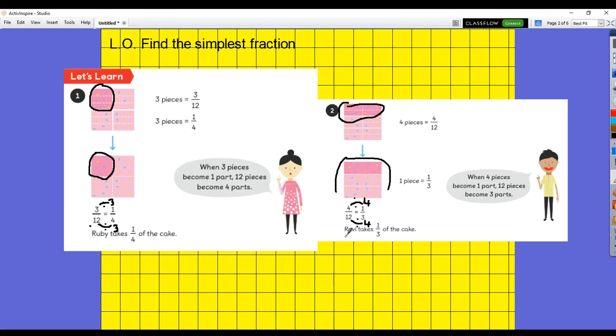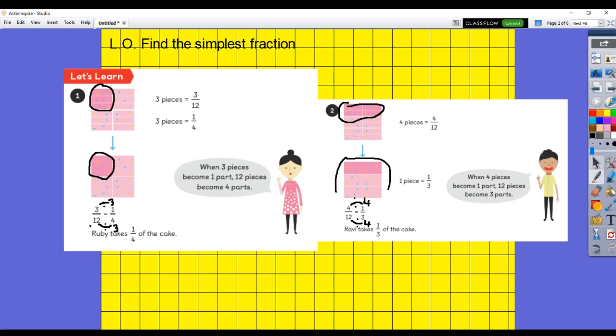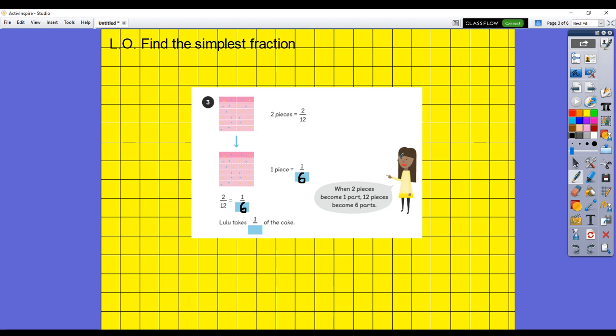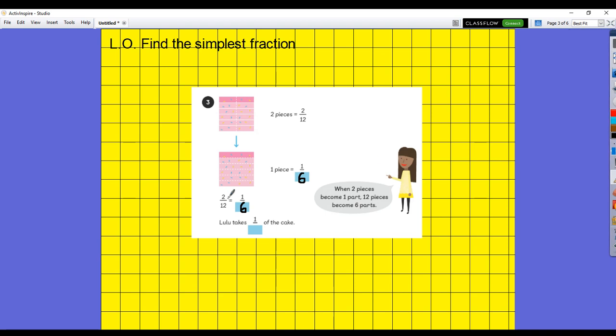We can say 4/12. It's always good to see if that fraction can go any smaller. And it can go to 1/3, okay? So we've gone from 2/12 to 1/6, okay?